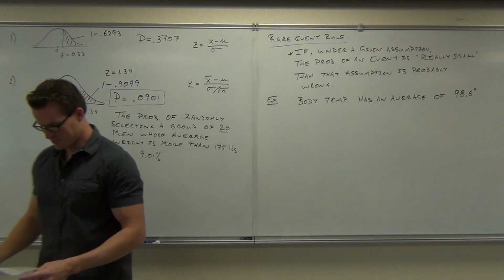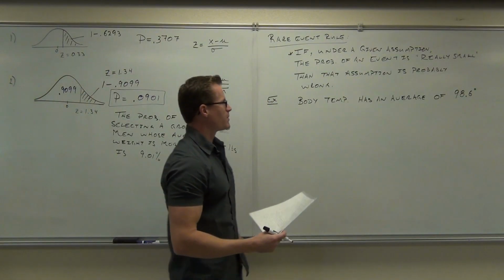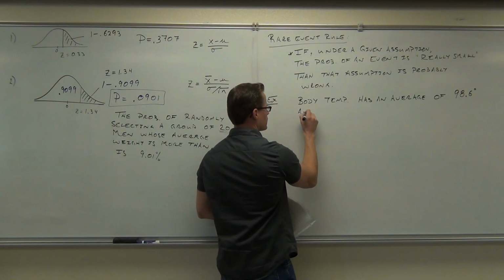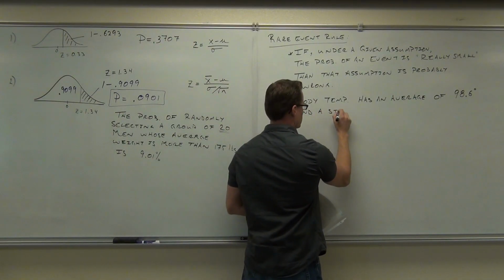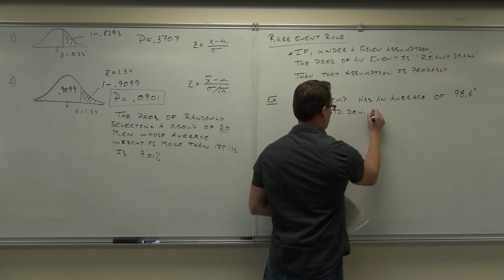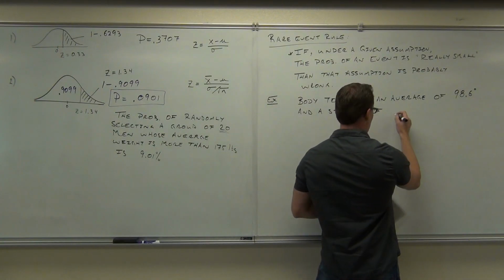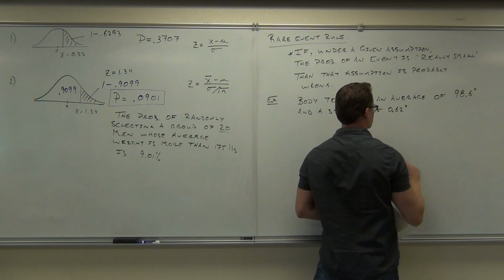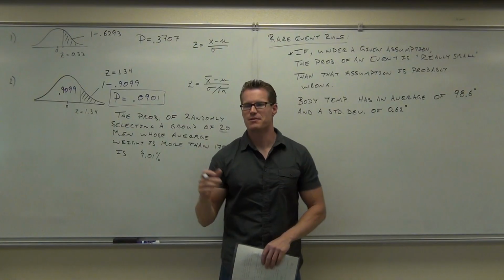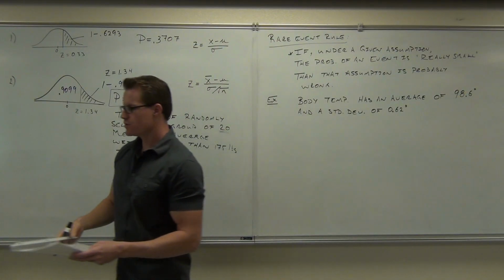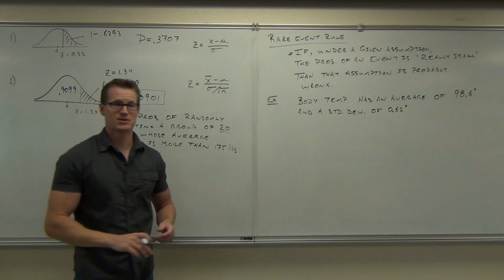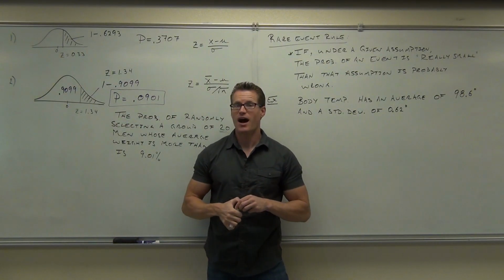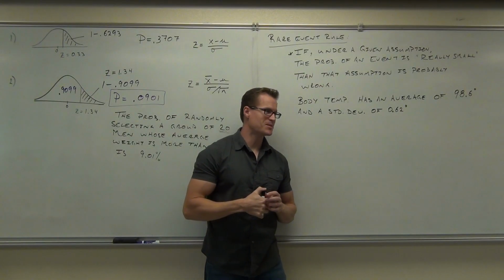Oh, that's really sad. Body temp has an average of 98.6 degrees and a standard deviation of 0.62 degrees. Let's think about that for a second, all right? Now, when you were a little kid, maybe you still do this now, and you take your temperature and you said, I have a 99 degree, I'm sick, Mommy, I can't go to school. Maybe you still do that now.